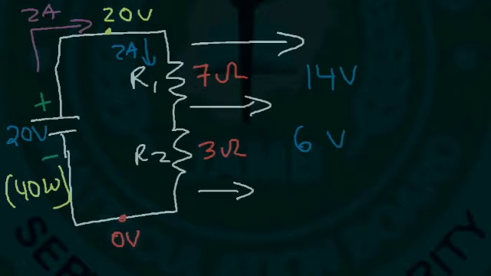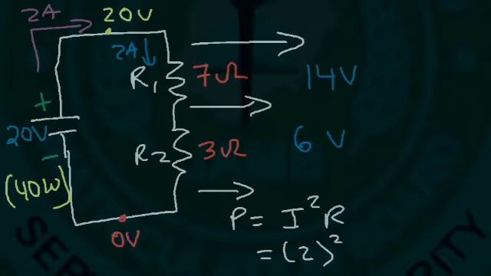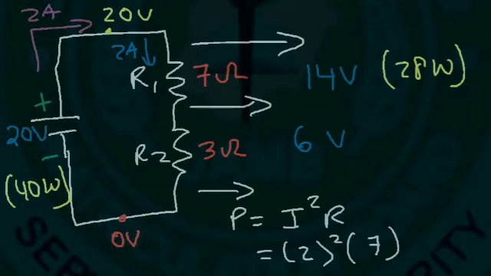Now what about the 7 ohm resistor? How much power does it absorb? So let's use the second form of the power equation. P is equal to I squared times R. So the current that flows through the R1 resistor is 2 amps. So I is 2, and let's not forget to square it. And the resistance of R1 is 7. 2 squared is 4. 4 times 7 is 28. So R1 absorbs 28 watts of power. It absorbs 28 joules in a single second.